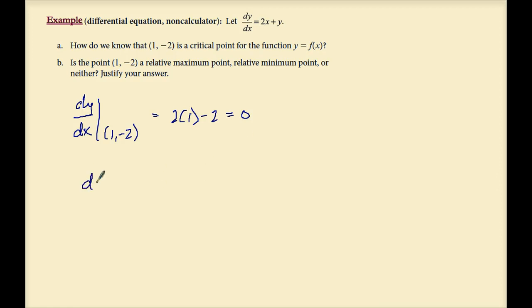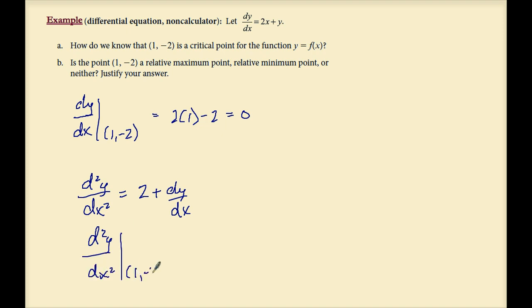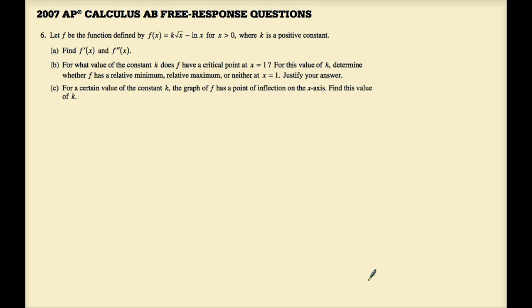The second derivative, d2y/dx squared, is equal to 2 plus dy/dx. So the value of the second derivative at (1, negative 2) will be 2 plus the value of that point in dy/dx, which is 0. That means the second derivative is 2, a positive number. So at (1, negative 2), we have a concave up section of the graph, which means that (1, negative 2) is a minimum value. This example is from the non-calculator section of the 2007 AP exam.